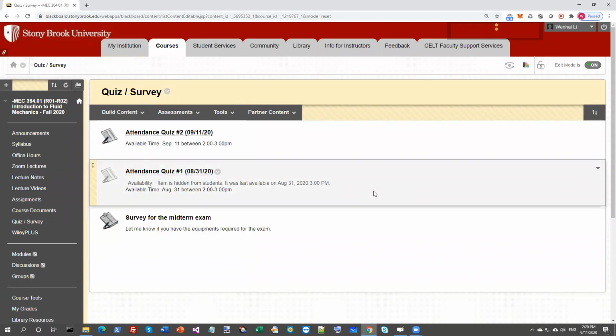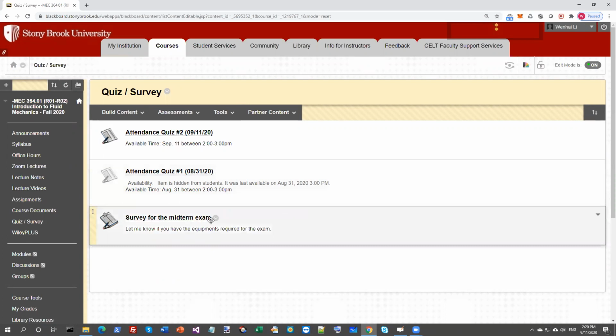The last one, I made a survey in the same folder as the quiz. I want to take a look at whether or not you have the required equipment to be ready for the midterm exam, such as a PC or a web camera. Just try to answer it. If you have it, just say you have it. If you do not have it, just write that you don't have it. And depending on this survey result, I will determine the format for our first midterm.